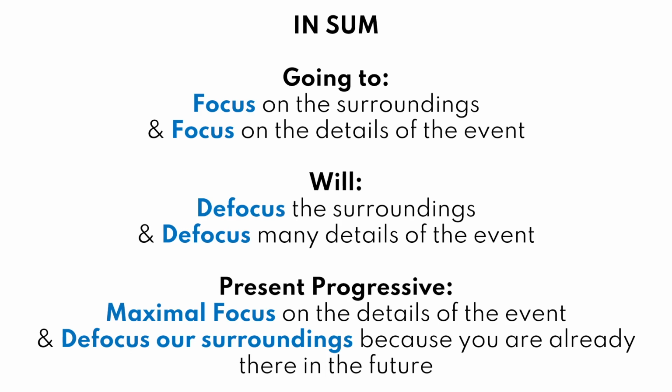And finally, with Present Progressive, we are able to achieve a maximal focus on the details of the event. We have maximal control. Control is a very important concept when we want to discuss Present Progressive, because we present ourselves, we picture ourselves as already being there in the future. We sort of defocus our surroundings because we are already there in the future. We don't really care about the here or now. We care much more about the future that is in our mind. We make it feel as if it already were here, as if I were already with my friend having lunch.